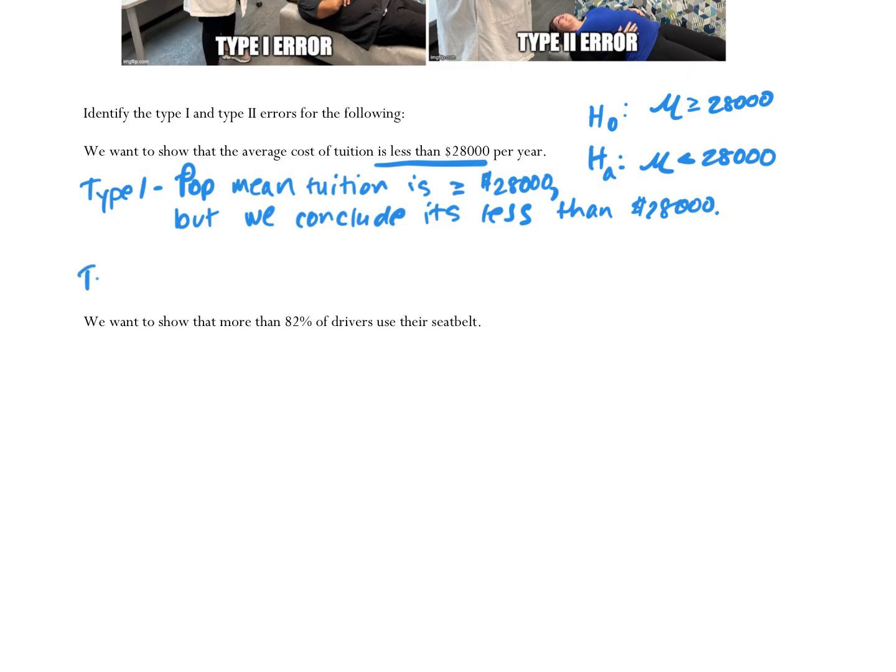And then type 2, so I would look at this and say, type 2, this is what's true, but you're describing an error, so you're describing the other one being true. So then it would be the population mean tuition is less than 28,000, but we conclude it's more than 28,000.